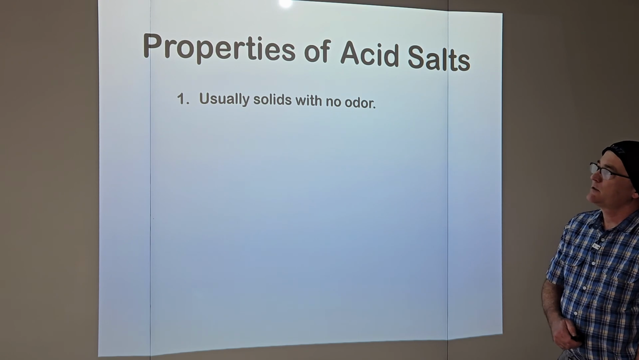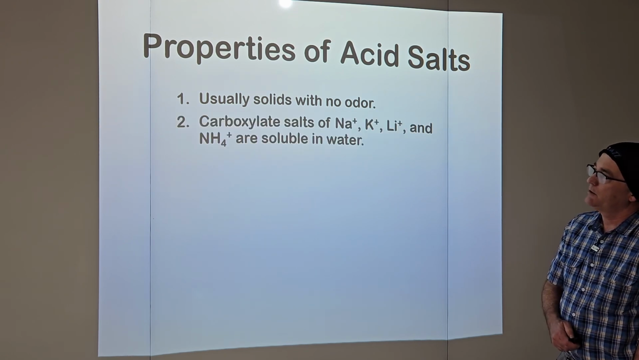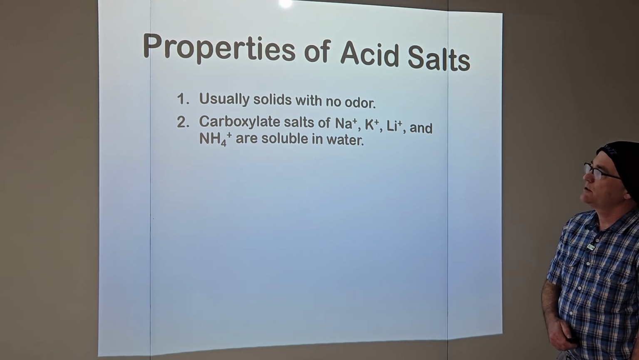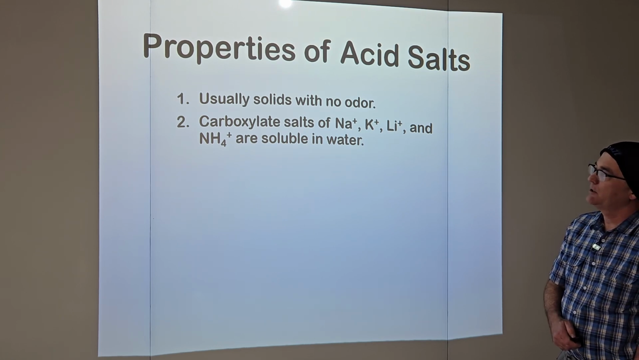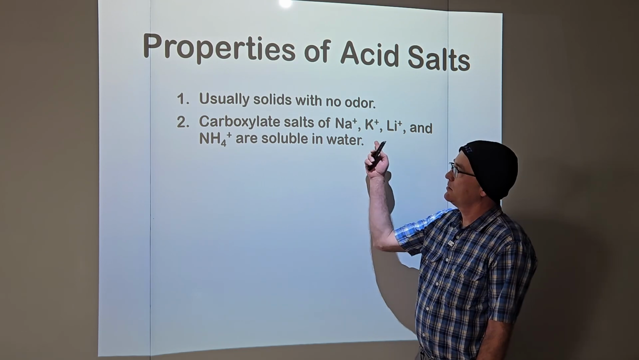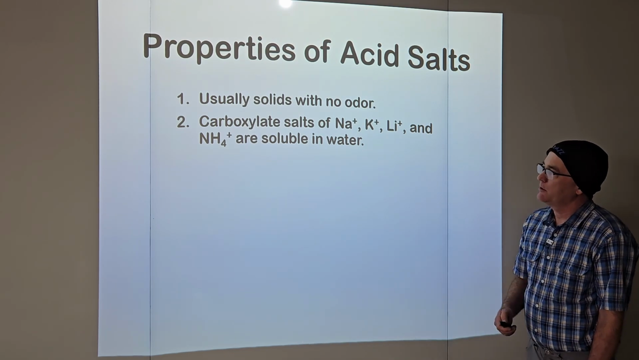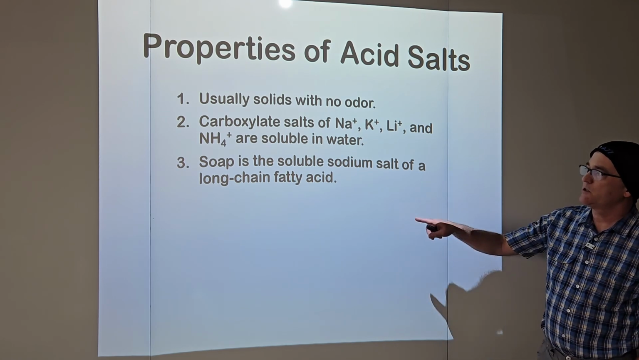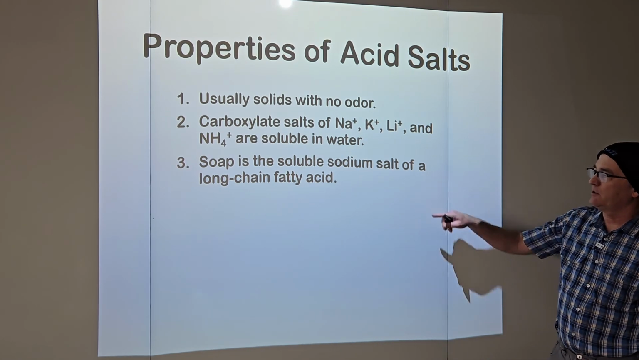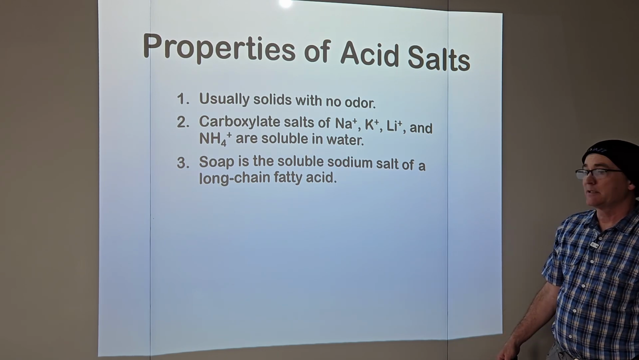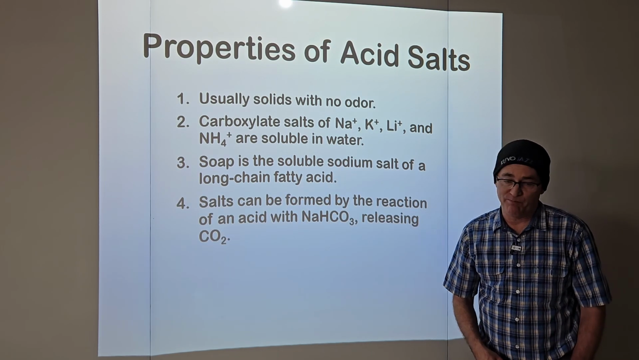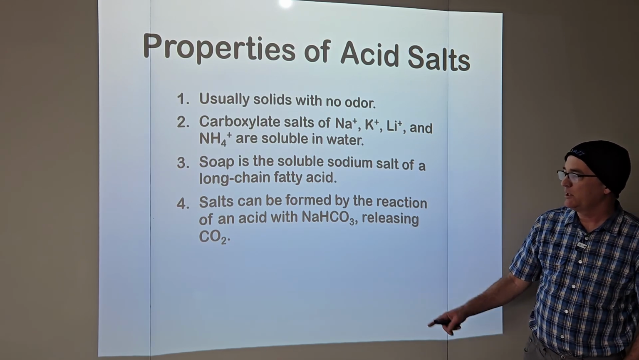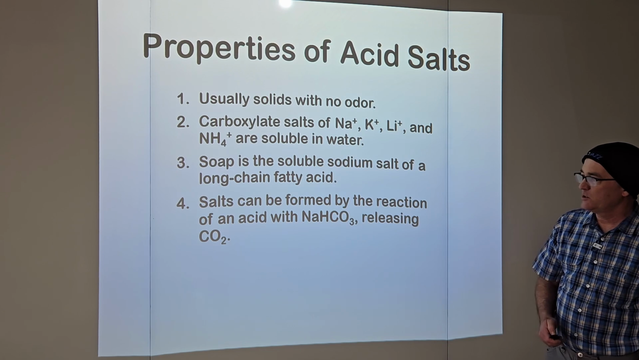Properties of acid salts: they're usually solids. They're not very volatile, so they don't have much odor. Carboxylic salts of sodium, potassium, lithium, and ammonium are the things that render anything soluble. Those are soluble. Soap is the soluble sodium salt of a long chain fatty acid. We might learn the difference between soap and detergent. Salts can be formed by the reaction of an acid with baking soda, of course releasing CO2.